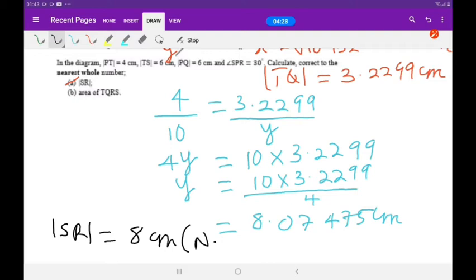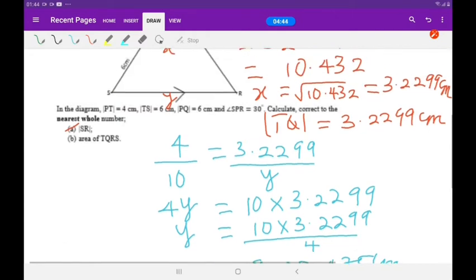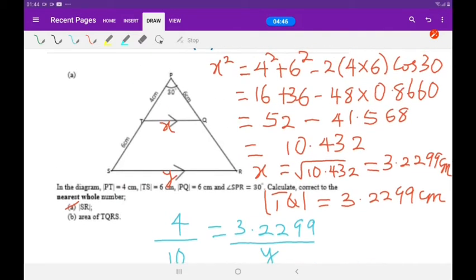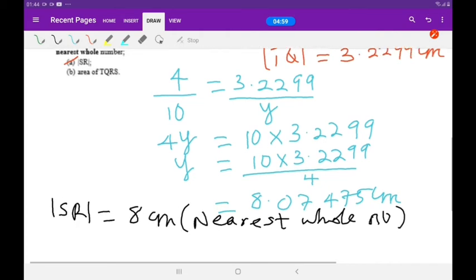Nearest whole number. You have to conform to the final answer they ask you to do, the nearest whole number, to get your full mark in Y. Done. Now the next one is to calculate the area of TQR. To calculate the area of TQR, look at that TQR there. We need to get the area of the bigger triangle minus the area of that smaller triangle.